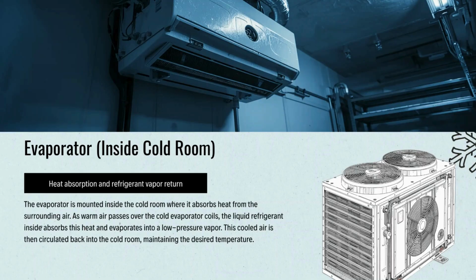Evaporator, inside cold room, heat absorption and refrigerant vapor return. The evaporator is mounted inside the cold room where it absorbs heat from the surrounding air. As warm air passes over the cold evaporator coils, the liquid refrigerant inside absorbs this heat and evaporates into a low-pressure vapor. This cooled air is then circulated back into the cold room, maintaining the desired temperature.